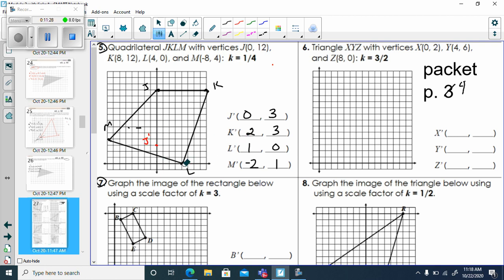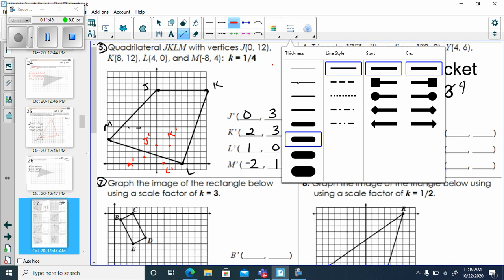K prime is at 2, 3. There's your K prime. L prime is at 1, 0. There's L prime. M prime is at negative 2, 1. There's your M prime. Okay, so let's draw that so we can see it.